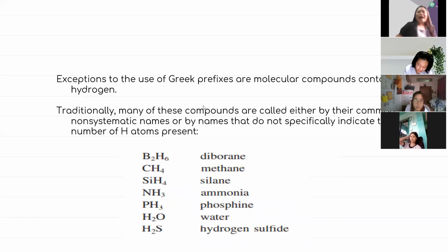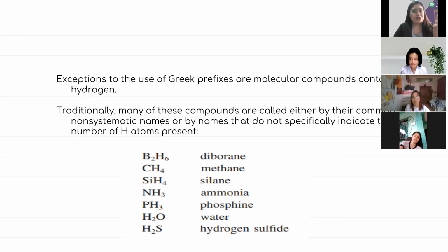Okay? Now, we have exceptions to the rule. Basta naay rule na, naay exception pirme. We have molecular compounds class that do not really follow the guidelines, especially the use of prefixes. So these compounds are mostly those compounds with hydrogen as their component. Most of the time we call them by their common names. So just like water, you can see water on the screen. We don't really call water dihydrogen monoxide. Instead, we call it water. Okay? So again, these are the exceptions to the rule.